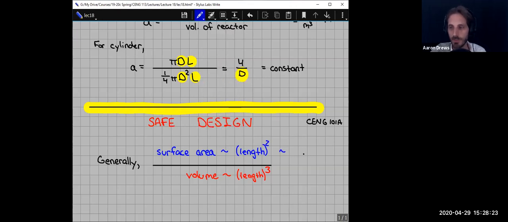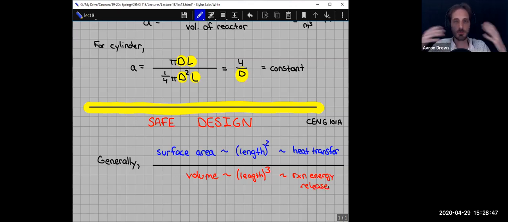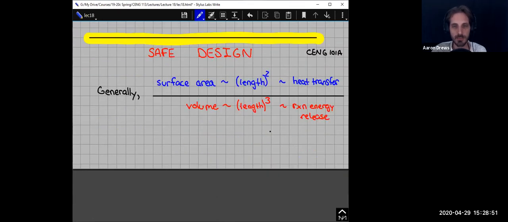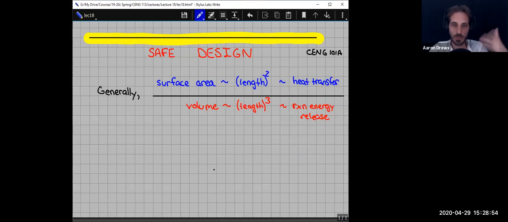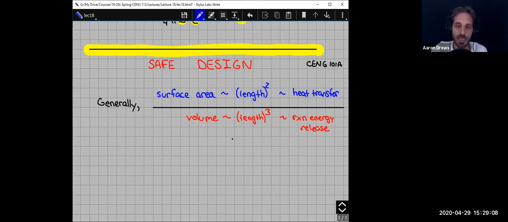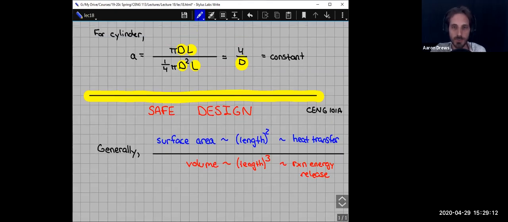The surface area is also the thing that is proportional to heat transfer. Unfortunately, the thing that is proportional to the volume is the reaction energy release. Right, so the amount of energy that comes off of a reaction is dependent on the amount of stuff that you've got inside of there. You can take a look back at your CSTR design for that, or even in the PFR derivation, we had a volume term that sat inside of there. The problem is that the heat transfer doesn't scale the same as the energy release. And this is the very first time that we can see that.